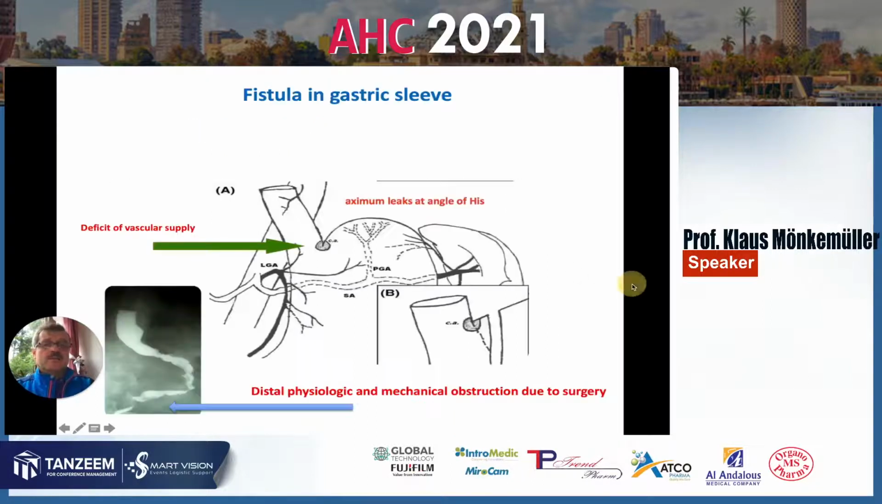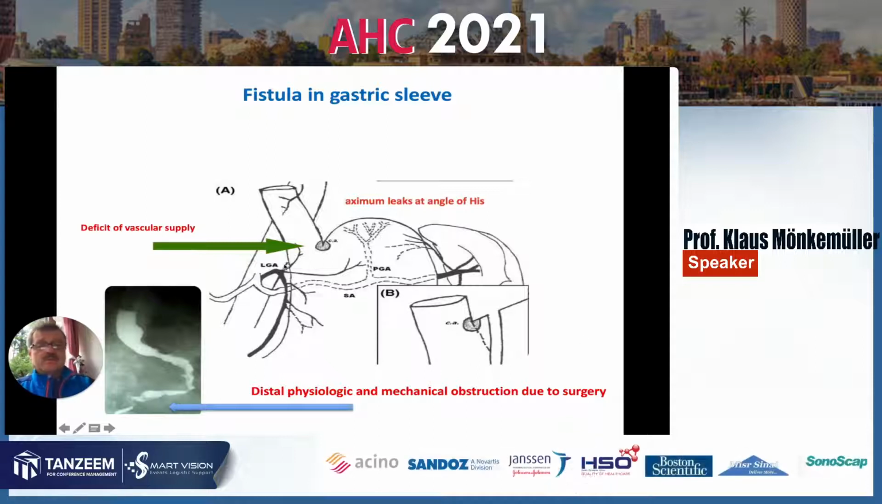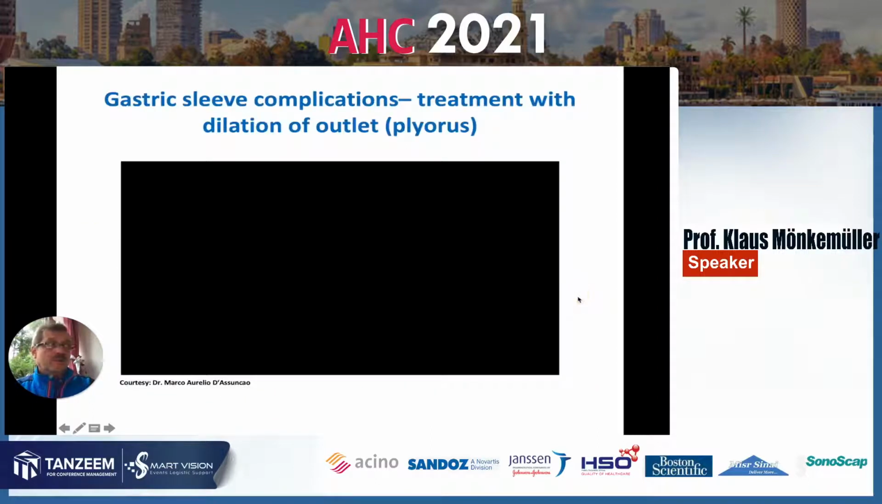gastric bypass surgery. As mentioned to you, patients who have gastric sleeve have a defect that usually occurs at the fundus, mainly due to distal physiologic mechanical obstruction and deficit of vascular supply. Here I show you the last two videos.